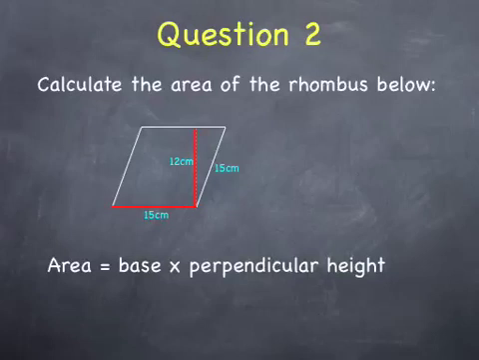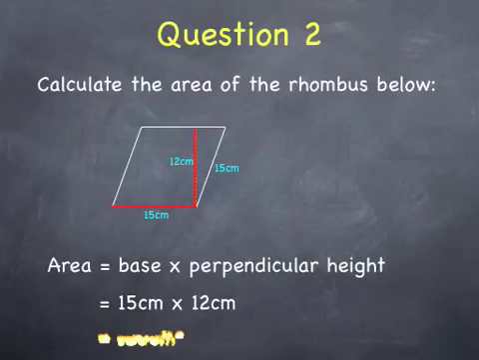The perpendicular height forms a right angle with the base, like a T or a right angle. So always make sure you use that straight vertical height. That must form a right angle. So it's 15 times 12, and the answer is 180 square centimetres.